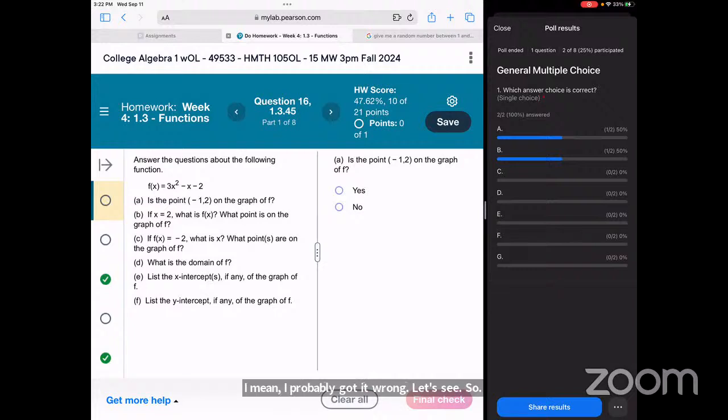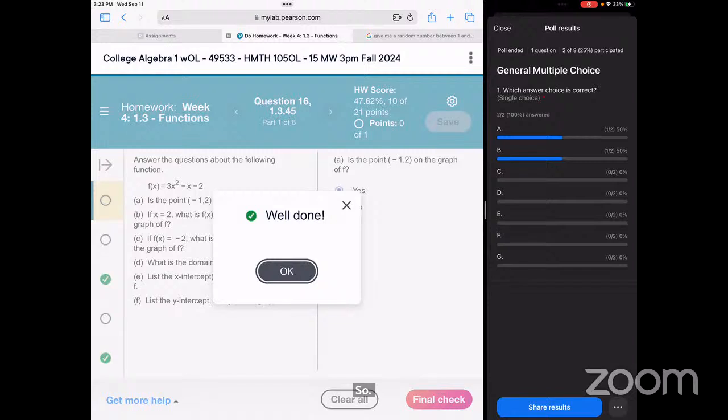So basically, let's let x be -1. Then -1 squared becomes +1, times 3 is 3. Plus 1 will give us a 4. 4 minus 2 is indeed 2. So is this point -1, 2 on the graph? We would say yes, right? Because when x is -1, it looks like it generates a 2. So, okay.